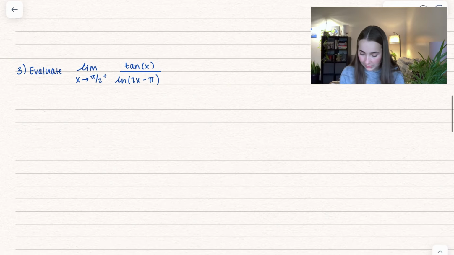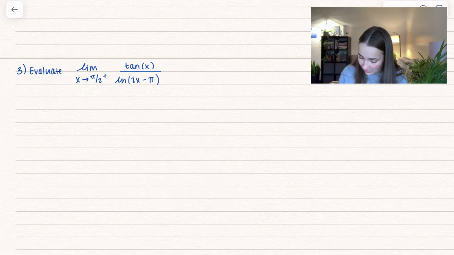Okay, we have one more here. So this is already in a quotient, so we don't have to worry about rewriting it, and we can go ahead and try direct substitution first. So let's go ahead and plug in that pi over 2 from the right.